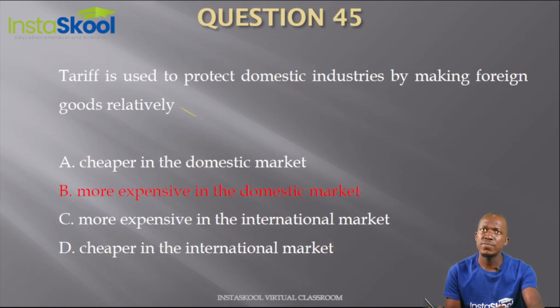Question 45. Tariff is used to protect domestic industries by making foreign goods relatively dash: cheaper in the domestic market, or more expensive in the domestic market, or more expensive in the international market, or cheaper in the international market. Now, tariffs are duties that are charged on imported commodities.